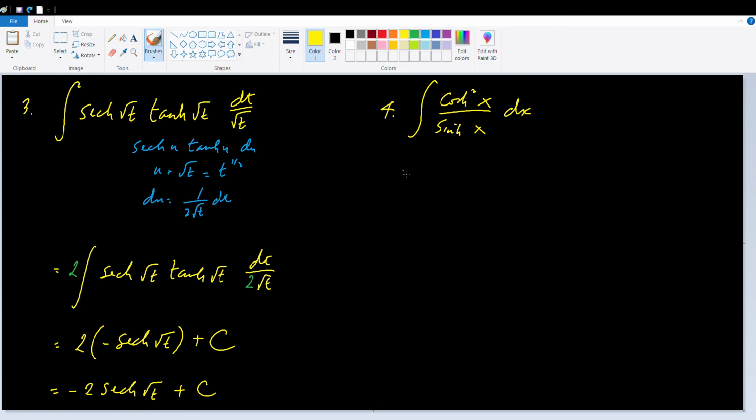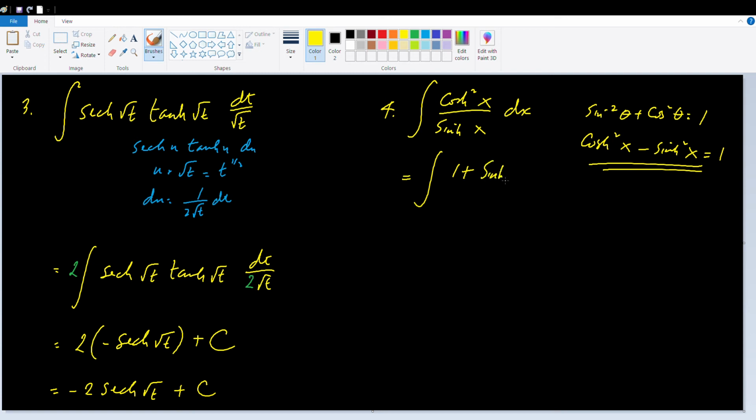For this particular integrand, especially hyperbolic cosine squared x, we apply an identity. For trigonometric functions, we have sine squared theta plus cosine squared theta equal to 1. But for hyperbolic functions, the corresponding identity is hyperbolic cosine squared x minus hyperbolic sine squared x equal to 1. So we make use of this identity. We shall now write hyperbolic cosine squared as 1 plus hyperbolic sine squared x, all over hyperbolic sine of x dx.